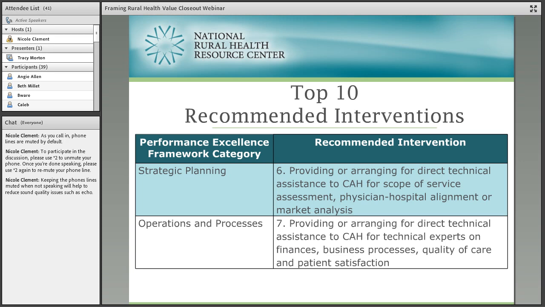Then the other recommendation was for the State Flex program to assist Community Memorial Hospital with direct technical assistance on finances, business processes, quality of care, and patient satisfaction. So in short, they pretty much need to improve their processes, operations, and outcomes in all areas of their hospital. And Susan, I know in Virginia you've provided some financial and operational improvement assessments. Can you talk a little bit about what some of the outcomes have been from those assessments, if you've realized any yet? We haven't realized any yet because we sort of started from scratch.